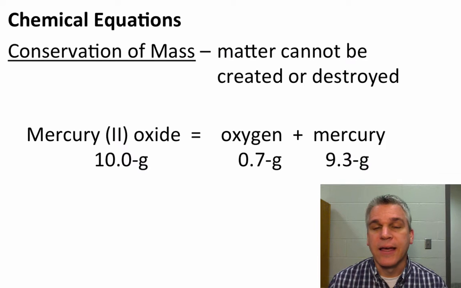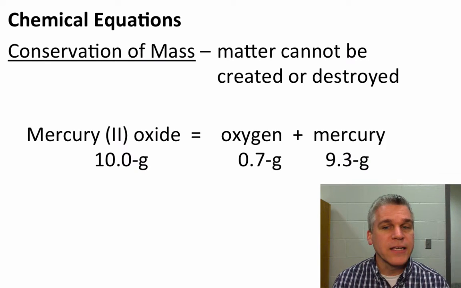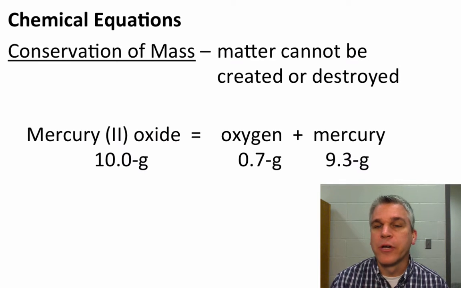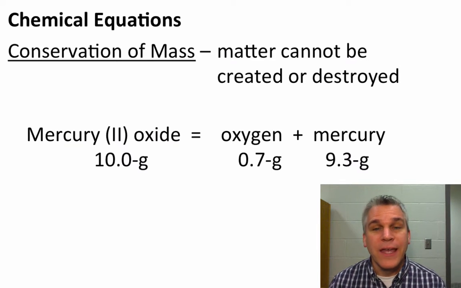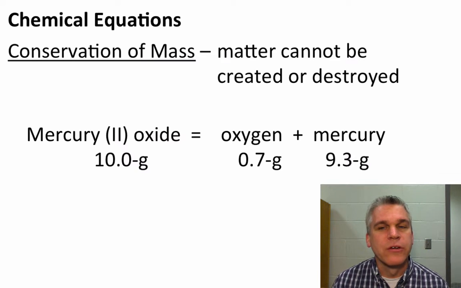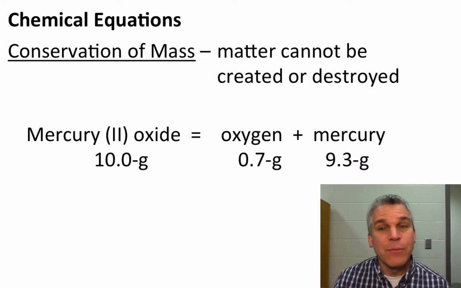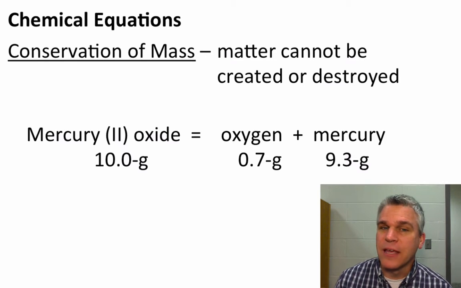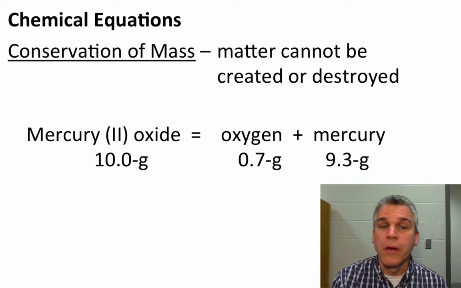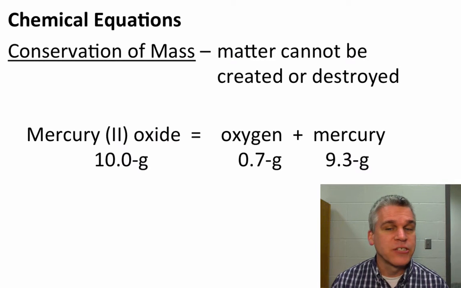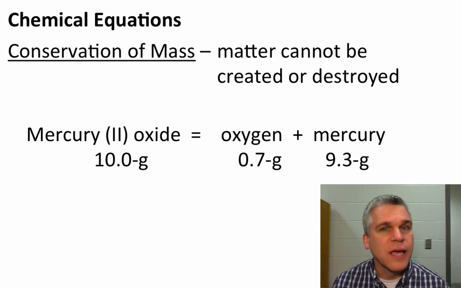Mercury 2 oxide can be broken down into oxygen and mercury. Now let's say we had 10 grams of mercury 2 oxide. What we're going to end up with is 0.7 grams of oxygen and 9.3 grams of mercury. Notice the 0.7 and the 9.3 grams, they add up to 10 grams. Although this molecule, mercury oxide, broke down into oxygen and mercury, the total mass did not change. We had 10 grams before the reaction, we have 10 grams after the reaction.